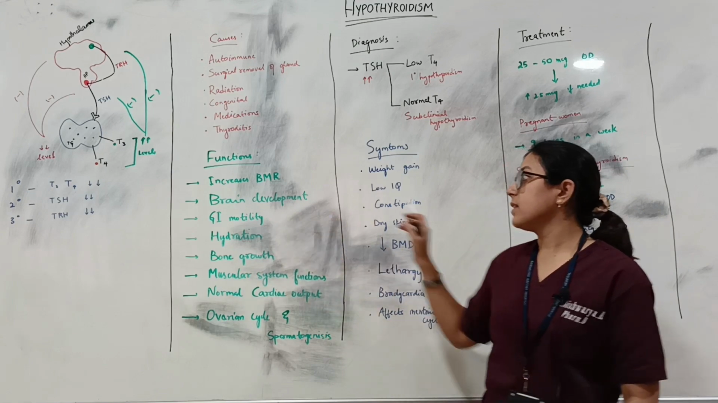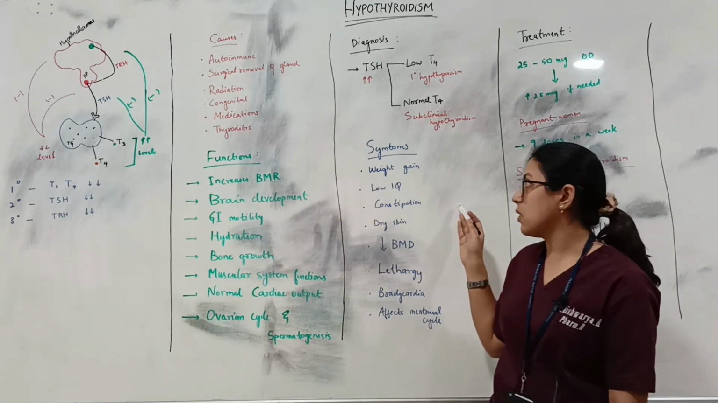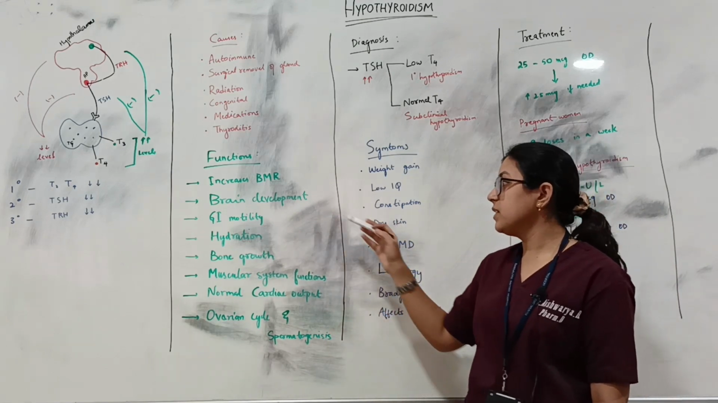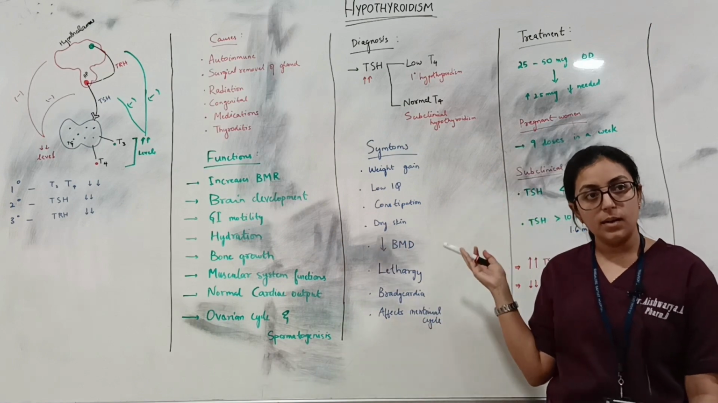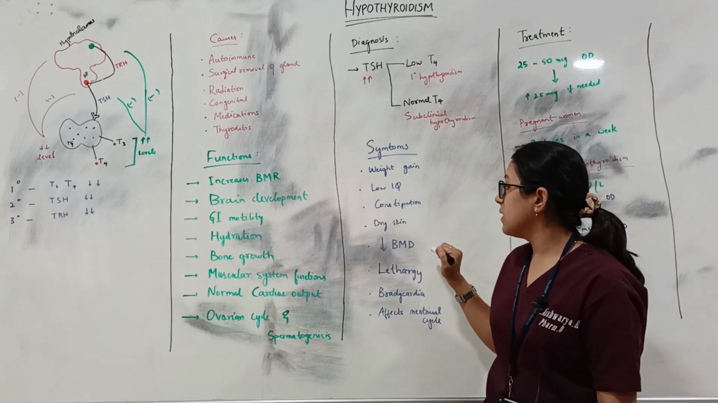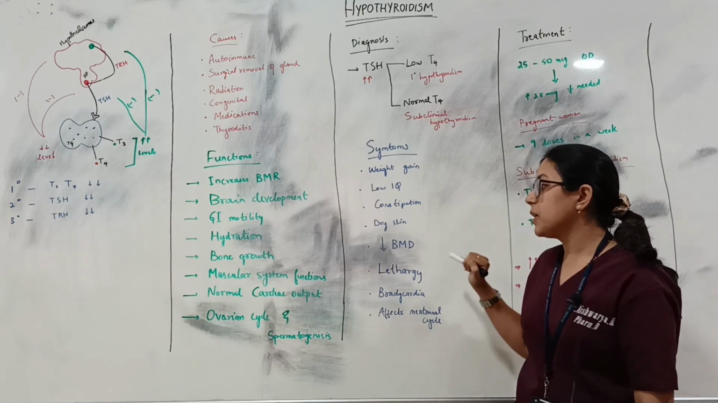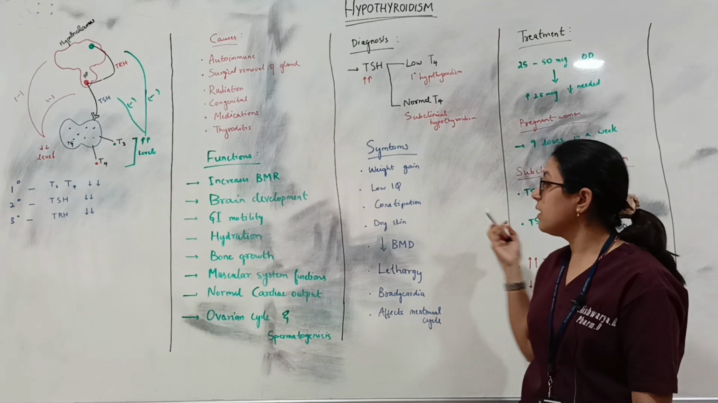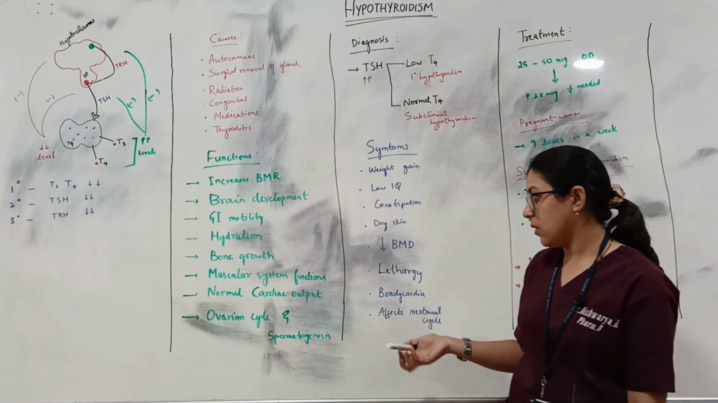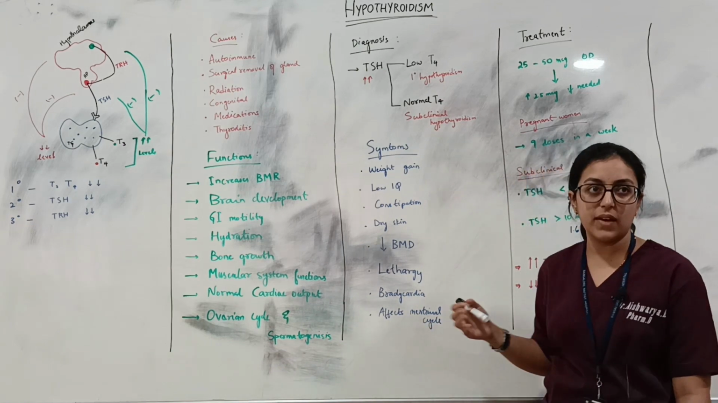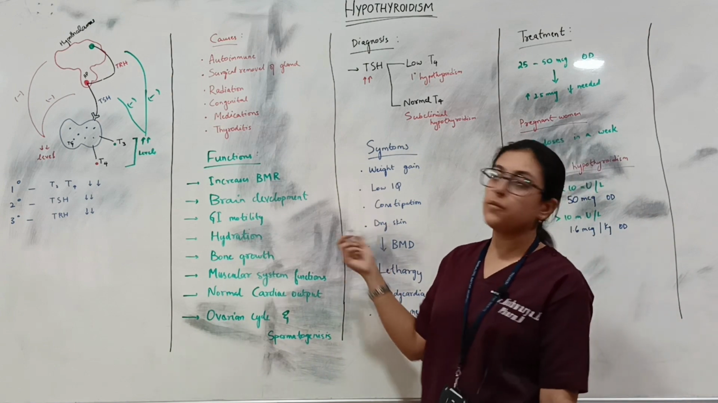Then GI motility, because there is reduction in GI motility, it causes constipation. Hydration, it helps in hydration, so obviously the problem is dry skin. Then you see bone mineral density is reduced in hypothyroidism patients, because it is helpful in the musculoskeletal system. You will feel like lethargy and all that. Then you see bradycardia, and it also affects the menstrual cycle and all that in women.